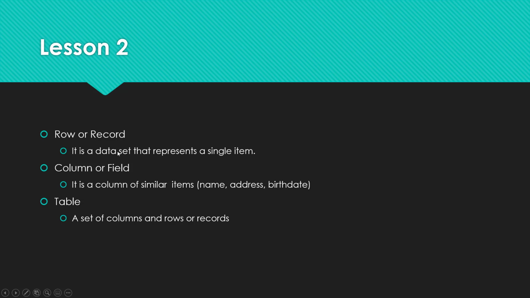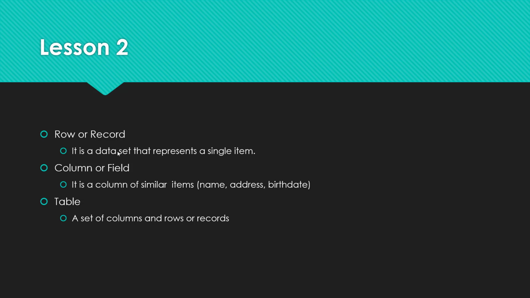All right, and when we create a table, it's going to have both rows and columns. Rows we call our records, and this is just a data set that represents a single item. So for example, customer name, customer address, customer phone number, city, state, zip. Those are like fields, right? So that is what we call a record or a row, okay?